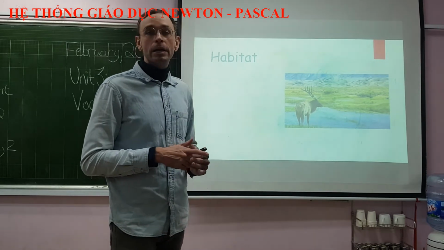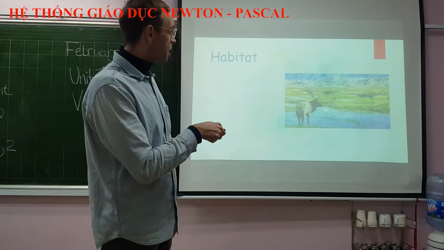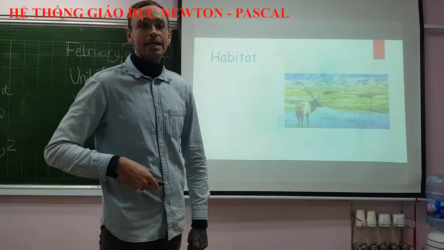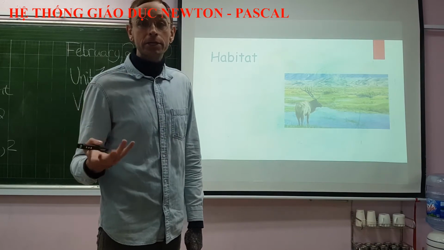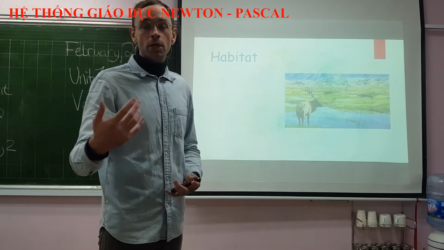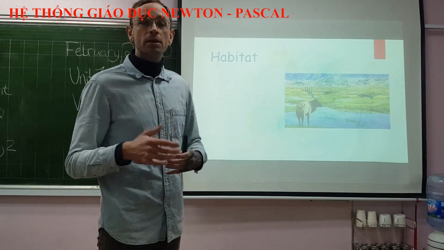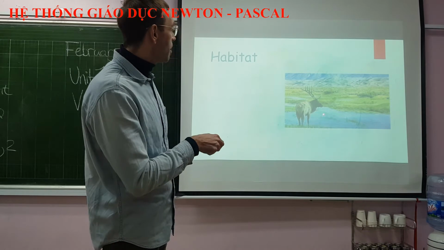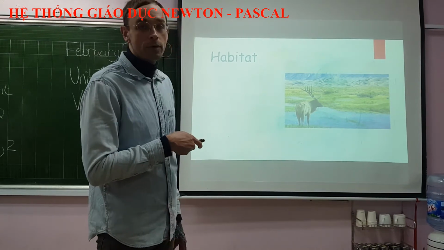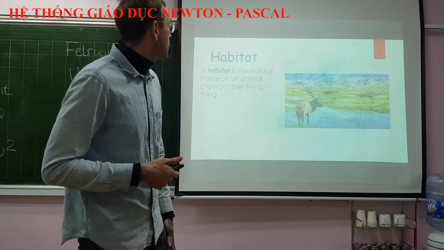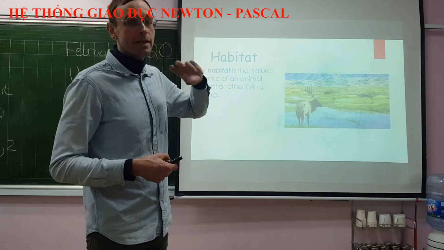Now, let's talk about animal habitats. You can see that this is called an elk. An elk is like a giant deer that lives on the continent of North America. So in the United States and in Canada, in some parts of these countries, they have elk. And this is a picture of a habitat for an elk. A habitat is a natural home for an animal, plant, or other living thing.